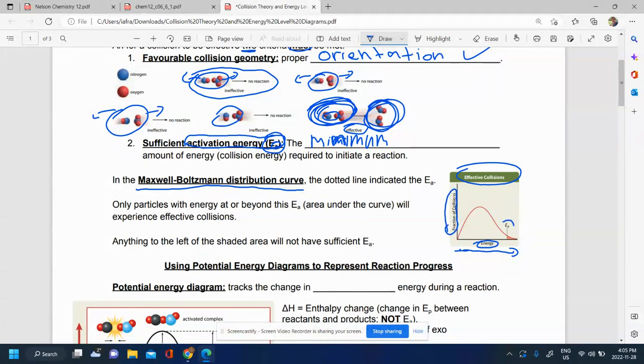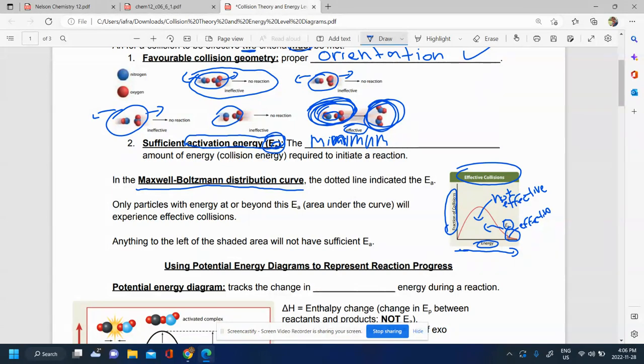And here we have on this dotted line an EA, the activation energy. Essentially, only particles that contain energy at the EA or beyond, so this area under the curve, will result in an effective collision. So only these here are effective collisions. And anything before that does not have enough EA, and as a result, all this stuff under here would be ineffective. So these are not effective collisions, and so they would just end up bumping off each other and not reacting.